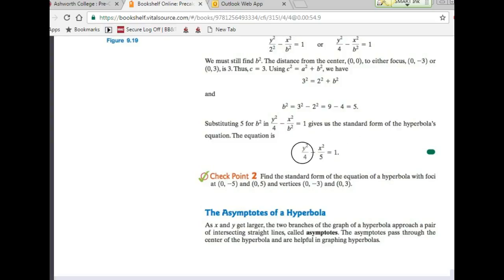And that's the standard equation of the hyperbola that would have vertices at (0, 2) and (0, negative 2), and that would have foci at (0, 3) and at (0, negative 3). That would be the equation.